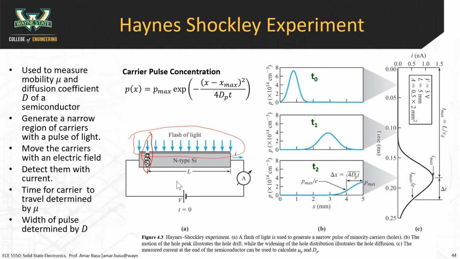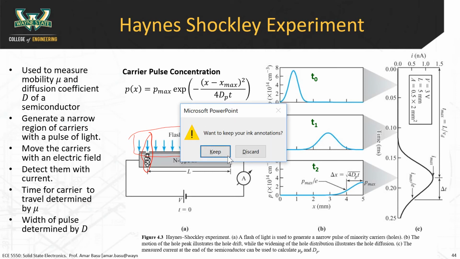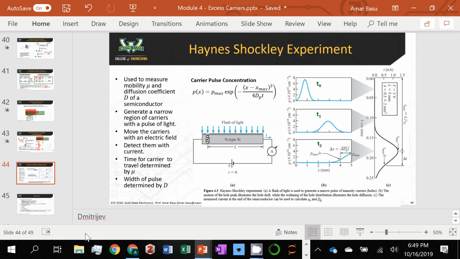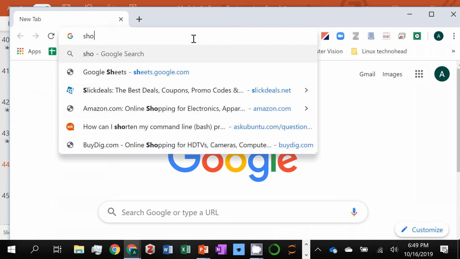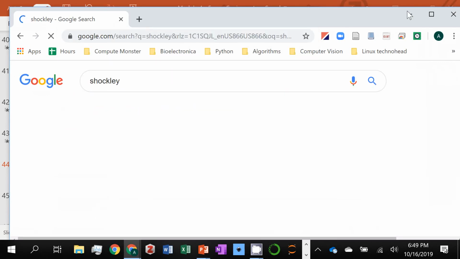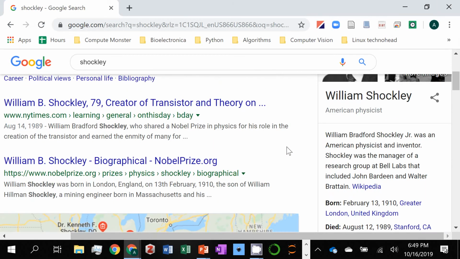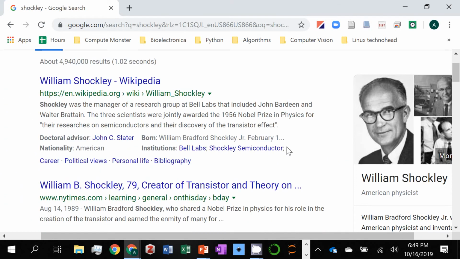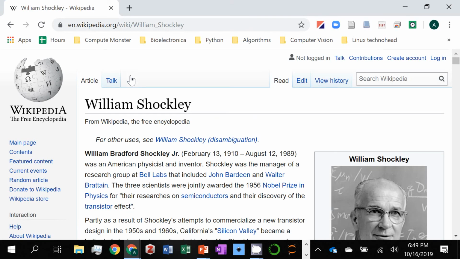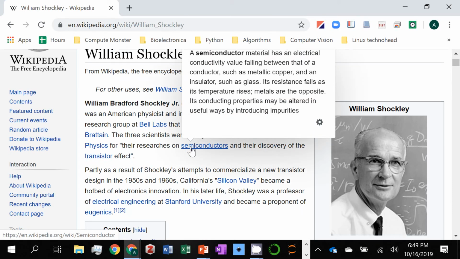By the way, does anyone know who Shockley was? Did he invent a diode? This is Shockley, William Shockley, American physicist and inventor. He's credited with inventing the transistor. At Bell Labs. There was a place called Bell Labs that doesn't exist anymore, unfortunately. But basically, all the brilliant minds in the 50s and 60s were going to Bell Labs.